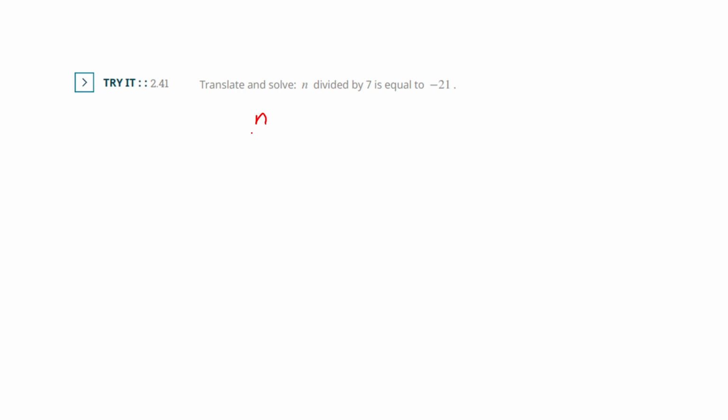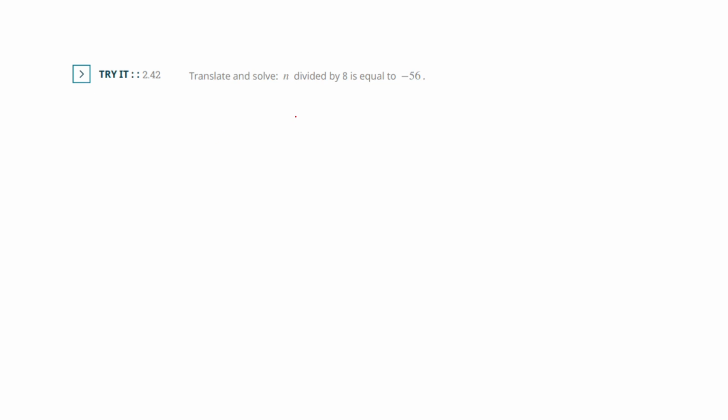Okay, n divided by 7 is equal to negative 21. Okay, to get rid of that, I'm going to multiply both sides by 7. Got n is negative, because I had one negative sign. That turns out to be 147. I'm using a calculator here. Okay, another one here. We've got n divided by 8 is equal to negative 56. So I'm allowed to multiply on one side, I can multiply on the other. The 8s would cancel. And I've got n as negative 448.